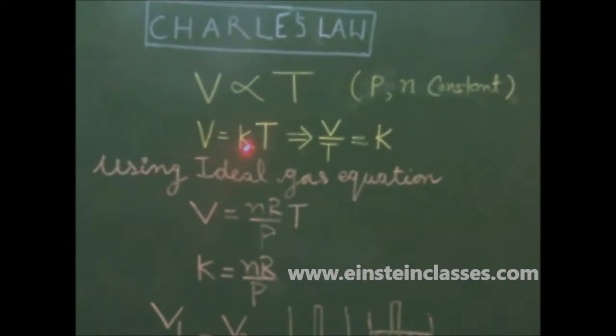If we remove the proportionality sign, we can write it as V equal to K into T, where K is the proportionality constant. We can determine it with the help of the ideal gas equation, which can be written as V equal to nR by P into T. Comparing the Charles equation with the ideal gas equation, we find that Charles constant is nR by P.